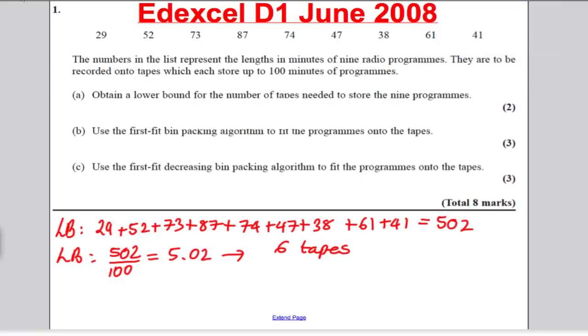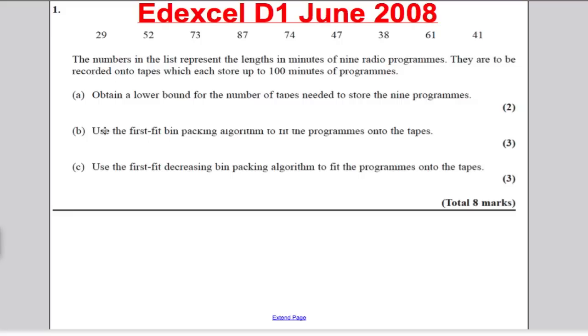Okay, let's do the next part. The next part then talks about using the first fit bin packing algorithm to fit the tapes. So first fit is simply as they come. So here's 100 for the first tape. So your 29 would certainly fit there. Your 52 would certainly fit there as well. Your 73 wouldn't, it would go on the next one. So your 73 would go there.